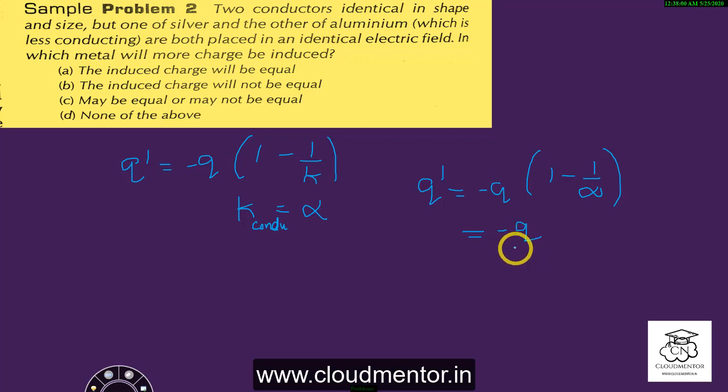However, in case of conduction, the current in silver will be more than in aluminum, as it is more conducting than aluminum. But here the induced charge will be equal. So option A is the right answer.